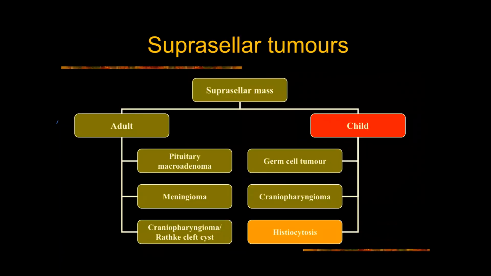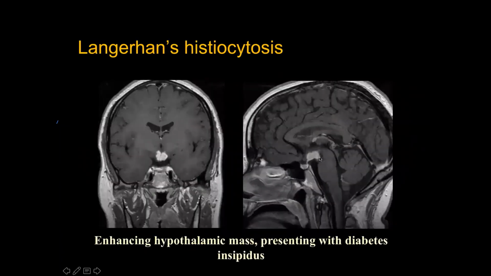Okay, histiocytosis is the other lesion. You think of an enhancing lesion in the suprasellar component. No cyst, no calcification, just a solid mass in there. So the differential diagnosis is either germ cell tumor or histiocytosis. They also present with diabetes insipidus.